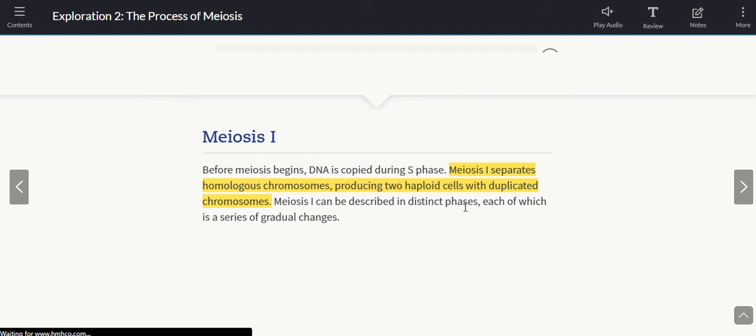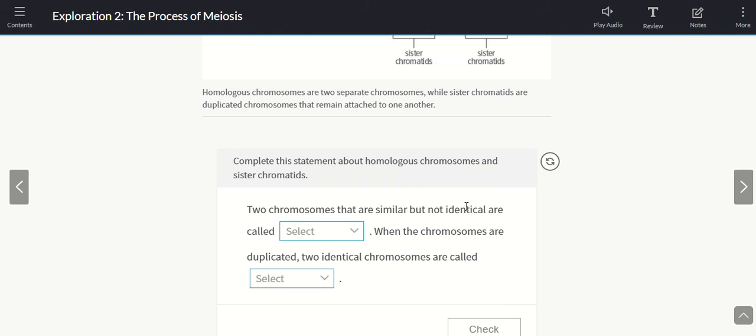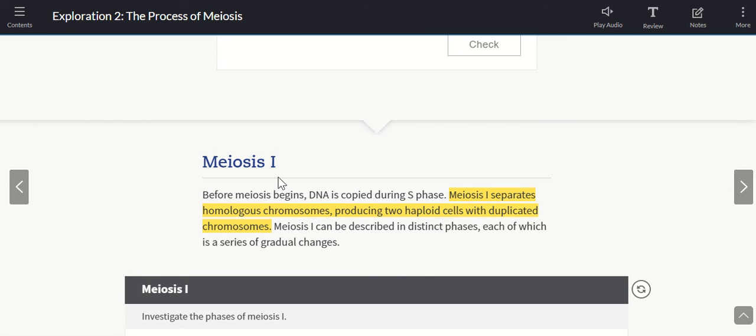All right. Meiosis is going to happen in 2 stages. We call them meiosis 1 and meiosis 2. So let's start off with meiosis 1. In meiosis 1, we are going to separate the homologous chromosomes, and we're going to end up with 2 haploid cells that each still have the sister chromatids, the duplicated chromosomes, as a part of them.